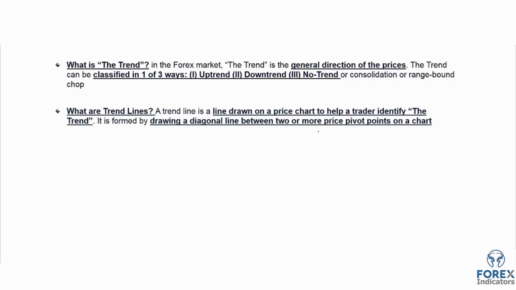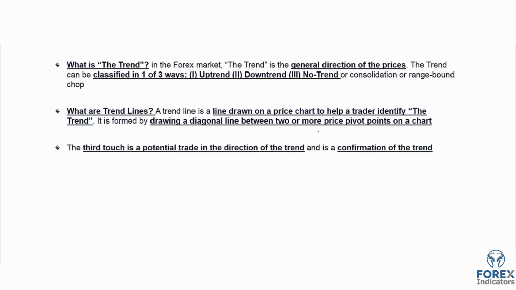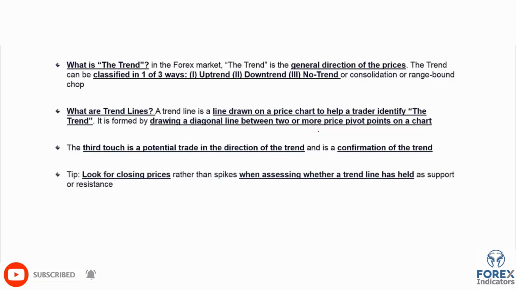What are trend lines? Well, a trend line is a line drawn on a price chart to help a trader identify the trend. It's formed by drawing a diagonal line between two or more price pivot points on a chart. The third touch is a potential trade in the direction of the trend, and it's actually the confirmation of the trend. A tip is to look for the closing price rather than the spikes when assessing whether the trend line has been held as support or resistance.